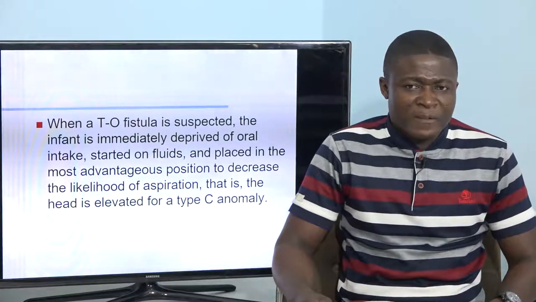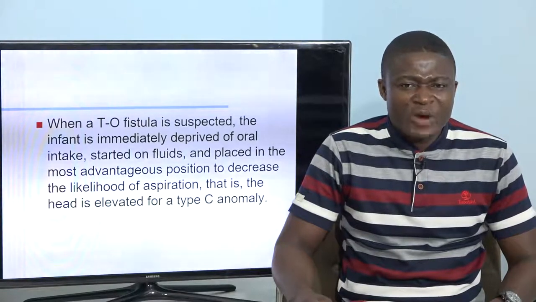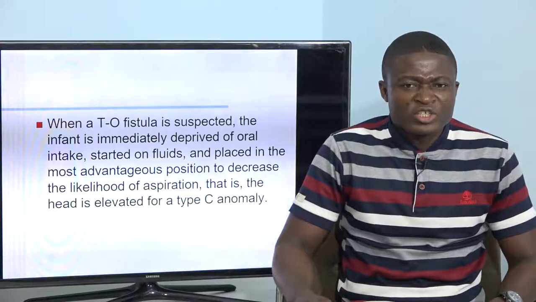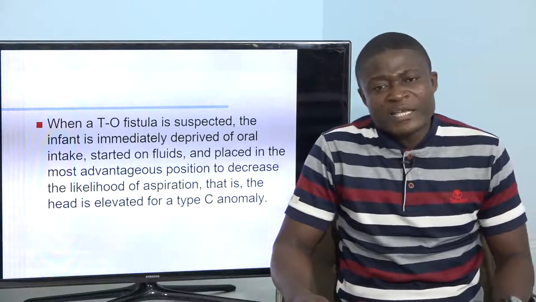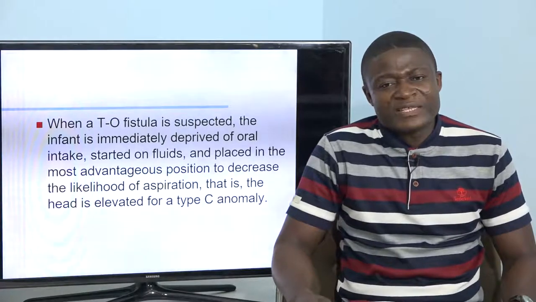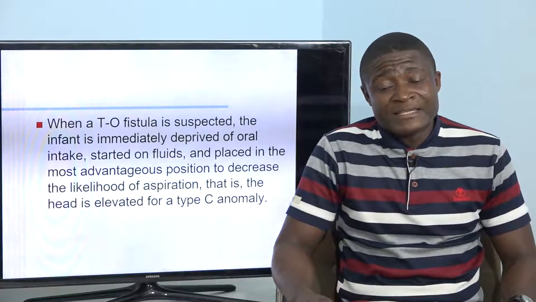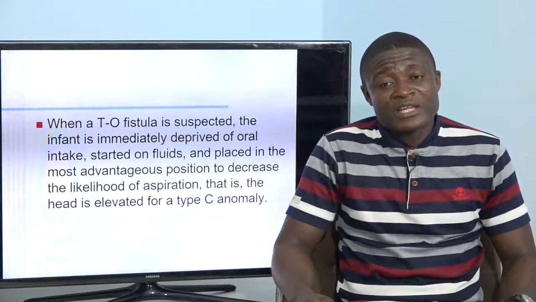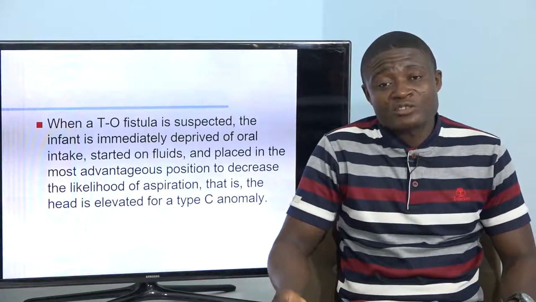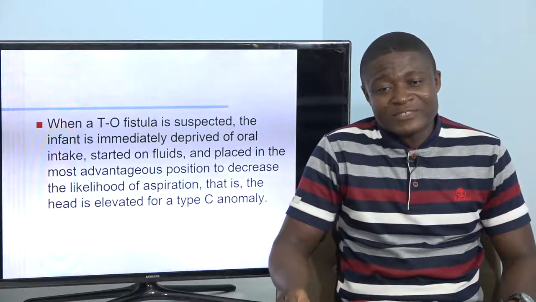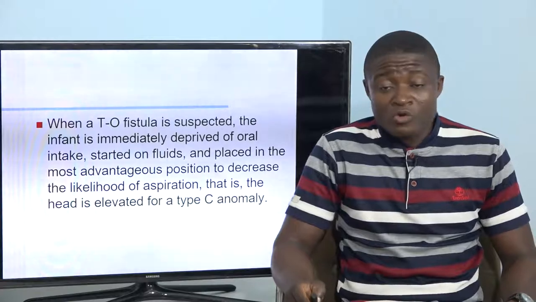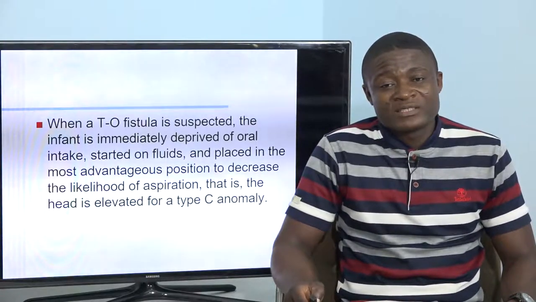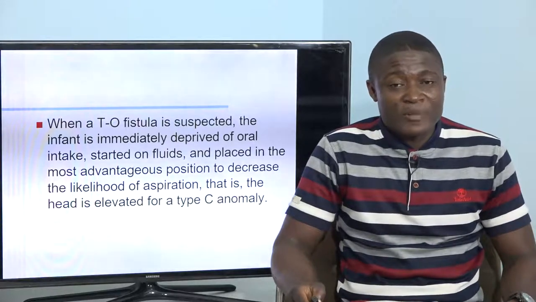When a tracheoesophageal fistula is suspected, the infant is immediately deprived of oral intake. He or she is started on IV fluids and placed in the most advantageous position to decrease the likelihood of aspiration. That is, the head is elevated for a type C abnormality. So what we're saying is, when this child is having a TEF, that is tracheoesophageal fistula, and it is realized that yes, he's having a tracheoesophageal fistula, and you continue to feed that child, what do you think is likely to happen? You are killing the child, because anything you are feeding is going to the lungs. So once it is identified that he's suffering from a TEF, you need to stop any oral feeding and start parenteral feeding. So the child will still be nourished parenterally whilst we prepare the surgical procedure to repair the situation.